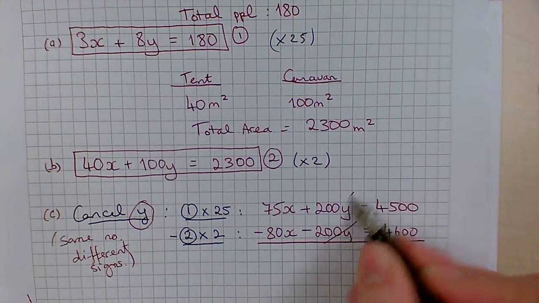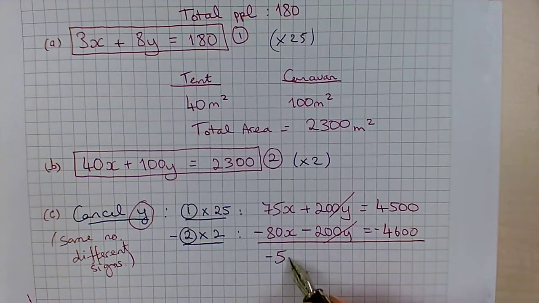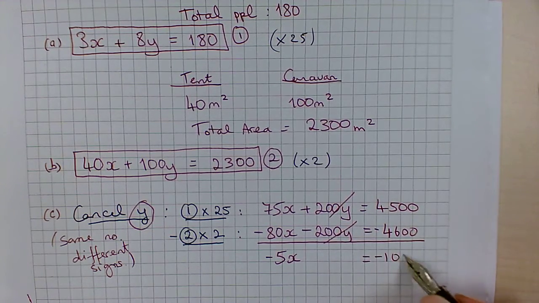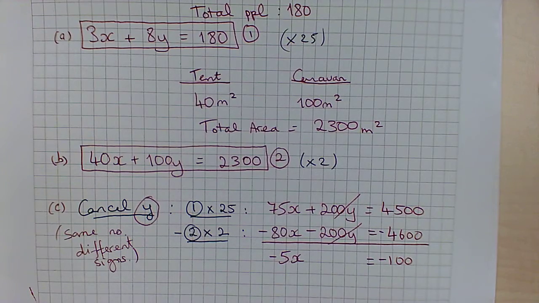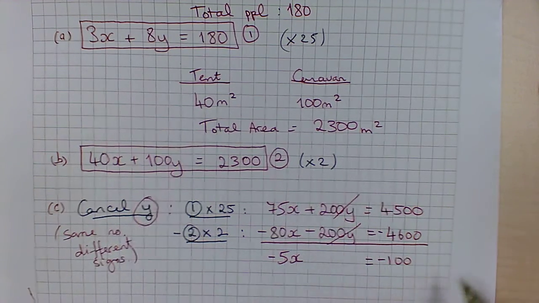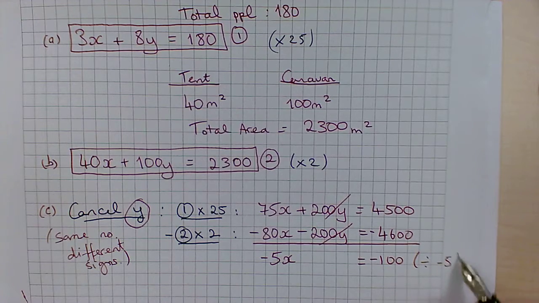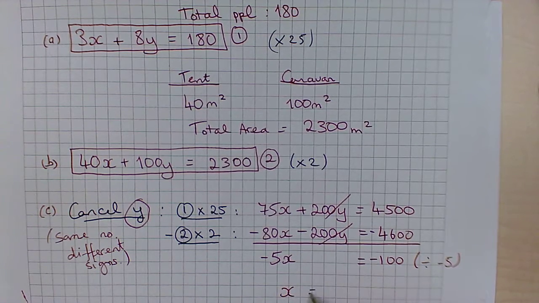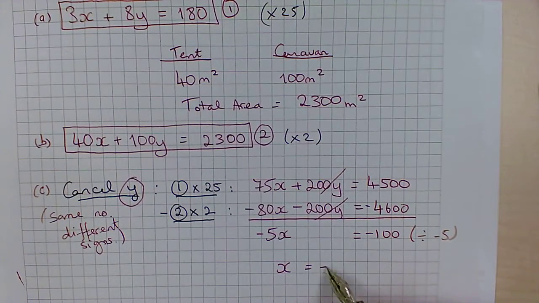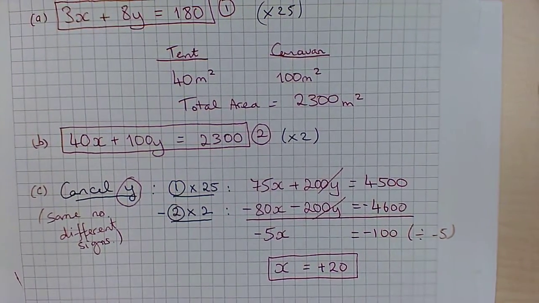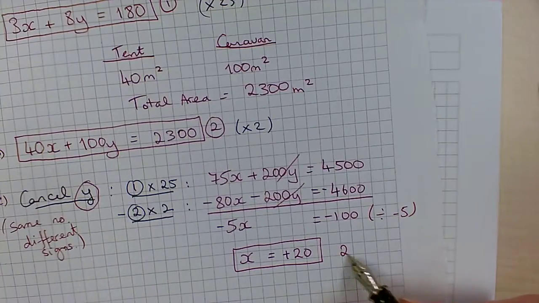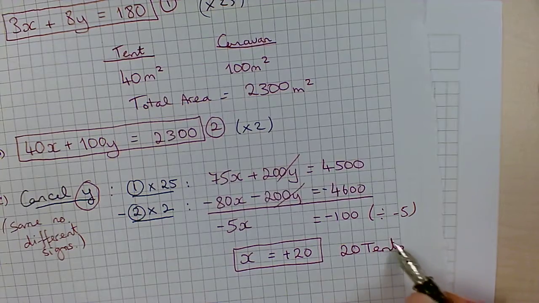So now the y's cancel, which is what we wanted. I've got negative 5x equals negative 100. 4,500 minus 4,600 gives me minus 100. Divide across by that negative 5. A minus divided by a minus is plus. So minus 100 divided by minus 5 is plus 20, which is good because we can't have negative tents. So we have 20 tents.